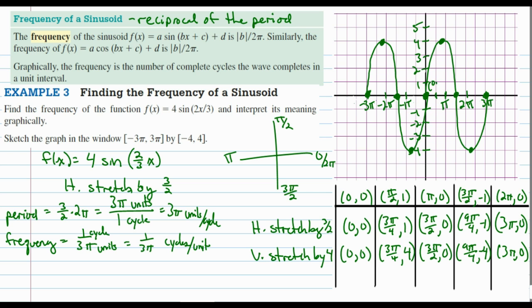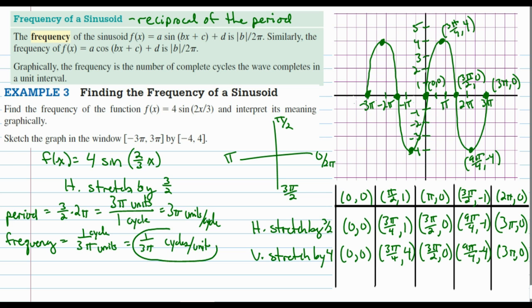I've got 0, 0. I've got, let's see, this is going to be 3 pi over 4, comma 4. This is 3 pi over 2, comma 0. This one's 9 pi over 4, comma negative 4. And this one is 3 pi, comma 0. So now I have answered the question.